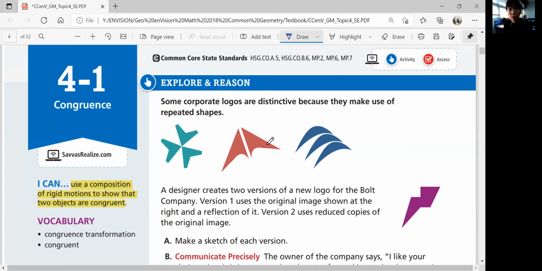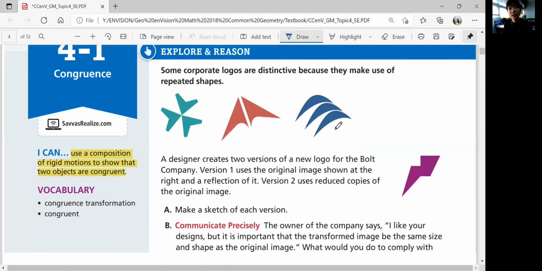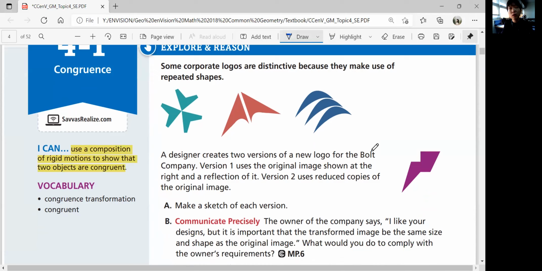Some corporate logos are distinctive because they make use of repeated shapes. A designer creates two versions of a new logo for the bold company. Version 1 uses the original image shown at the right and the reflection of it. Version 2 uses reduced copies of the original image. So let's make a sketch of your own version.